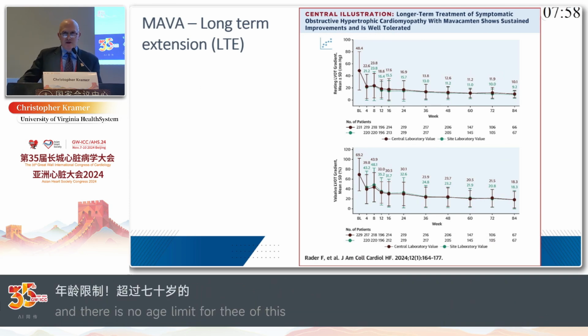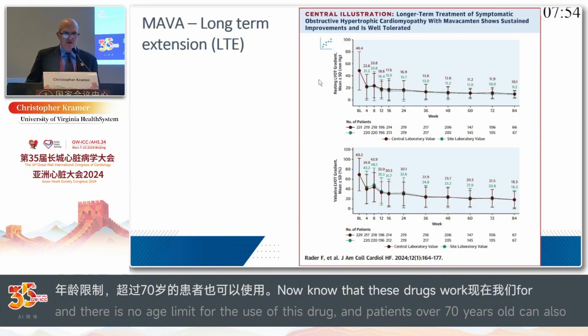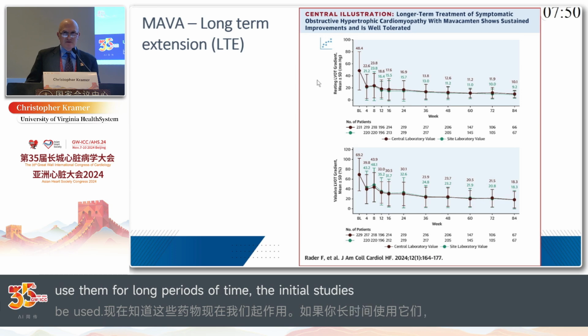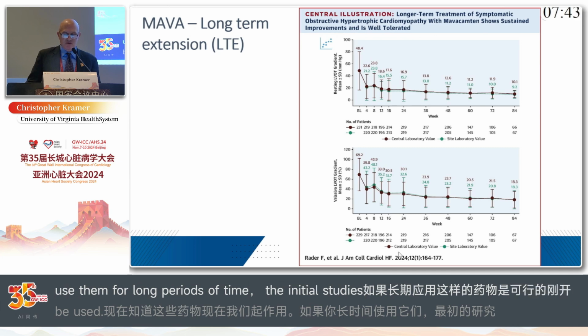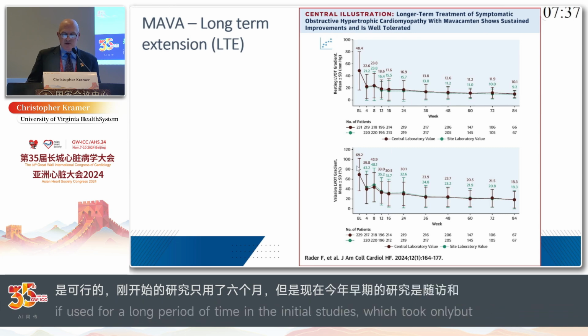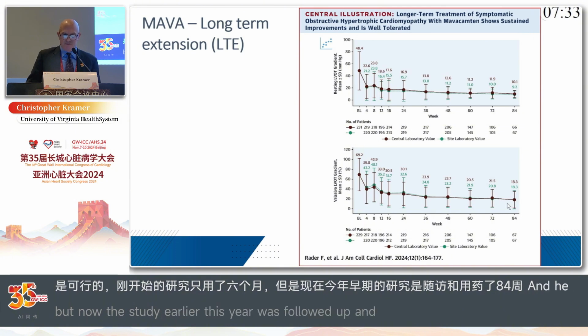So we now know that these drugs work if you use them for long periods of time. The initial studies were only 6 months or so, but now we know that out to 84 weeks, based on this study published earlier this year, that the resting outflow tract gradient remains reduced on mavacamten, and the Valsalva gradient remains reduced as well.